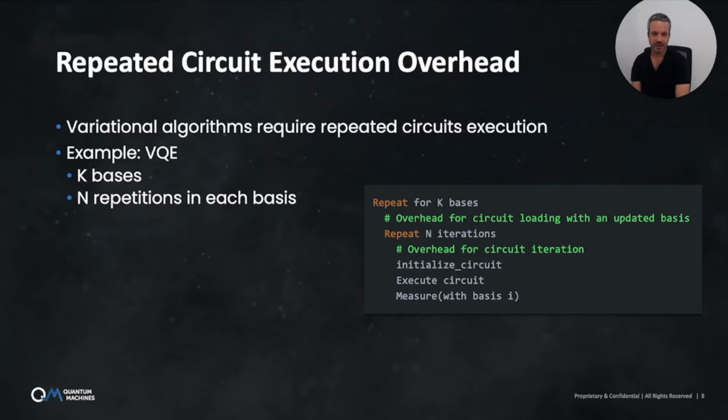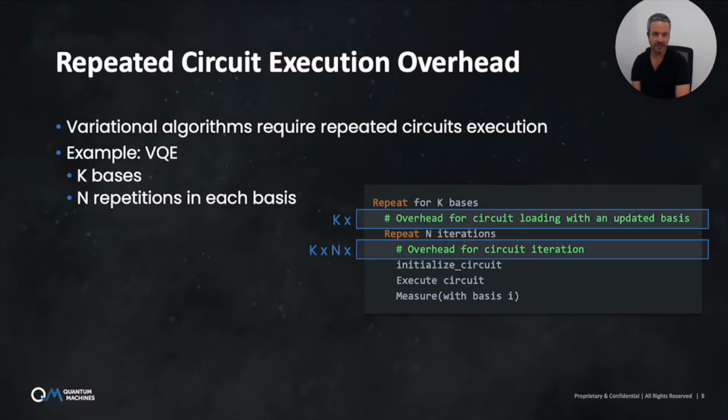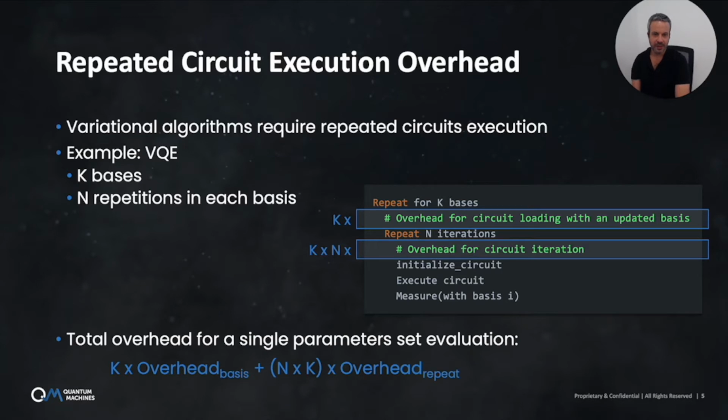In VQE, we measure the circuit in k different bases, paying the overhead for loading a modified circuit for each basis. For each basis, we then repeat the circuit n times to gather statistics, again paying the overhead for circuit execution for each repetition. This sums up to a significant overhead for each parameter set evaluation.